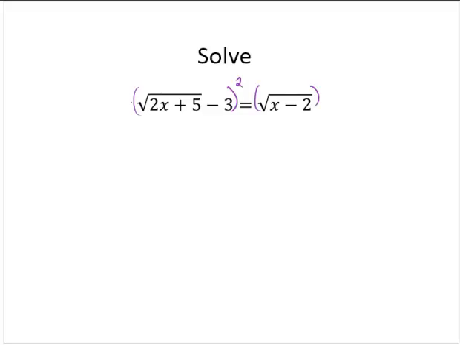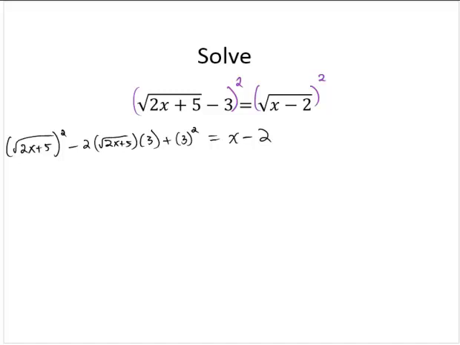Since I'm squaring a binomial on the left, I would have a squared minus 2 times a times b plus b squared. Now on the right-hand side, I'm just squaring a square root, and so that would just give me x minus 2 on the right.